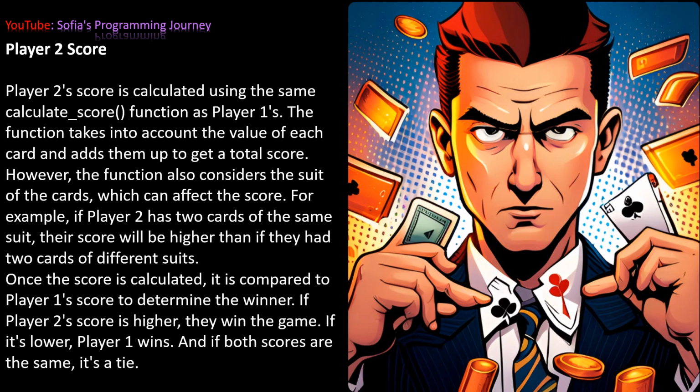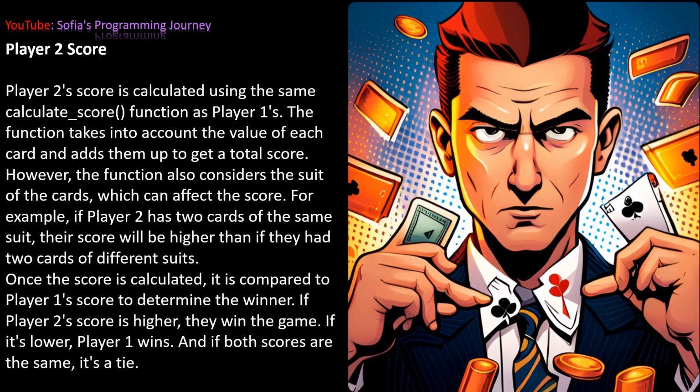Player 2 score. Player 2 score is calculated using the same calculate score function as player 1's. The function takes into account the value of each card and adds them up to get a total score. However, the function also considers the suit of the cards, which can affect the score. For example, if player 2 has 2 cards of the same suit, their score will be higher than if they had 2 cards of different suits.